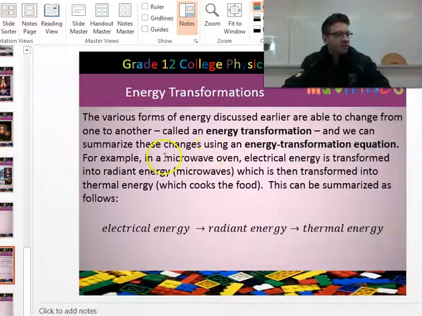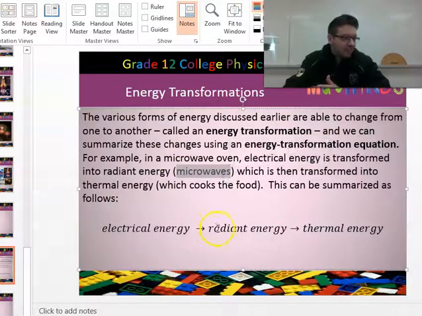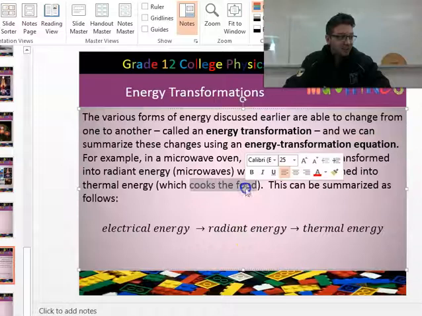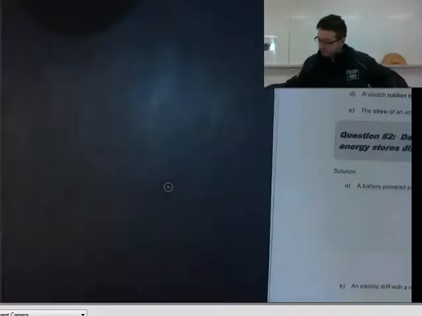So here's an example. We have a microwave oven. Inside of a microwave oven, you plug it in, you start with electrical energy. Then it starts to emit microwaves. Microwaves is electromagnetic radiation, so that's radiant energy. And that radiant energy cooks the food that's in the microwave, right? It heats up all the water molecules. That is now thermal energy. And so we have energy being transferred from one to another to another. Okay, so we're going to go over some energy transformations on our handout.